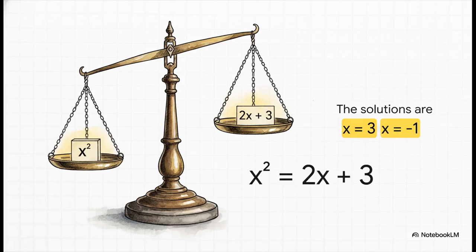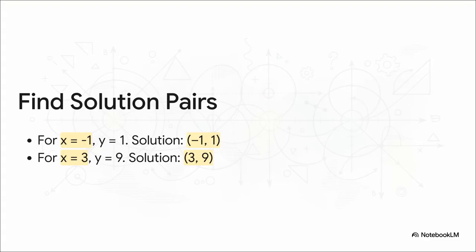It's a slightly different start, but it lands us in the exact same spot with a nice quadratic equation that we can solve to get our x values, which are 3 and -1. And just like we did before, now we've got to complete the pairs. So we take our x values and plug them back into the simplest equation we've got, which is definitely y equals x squared, to find the matching y values. And that gives us our two final solutions.